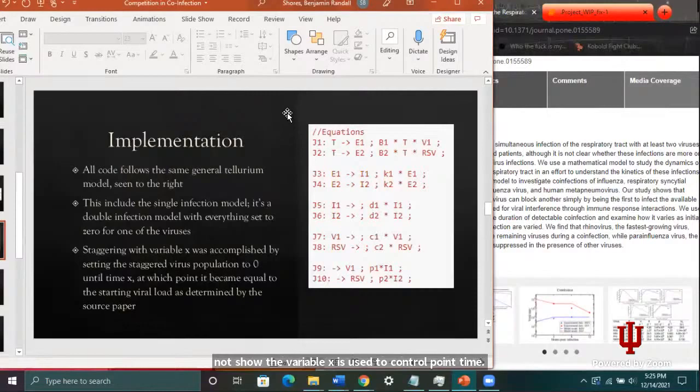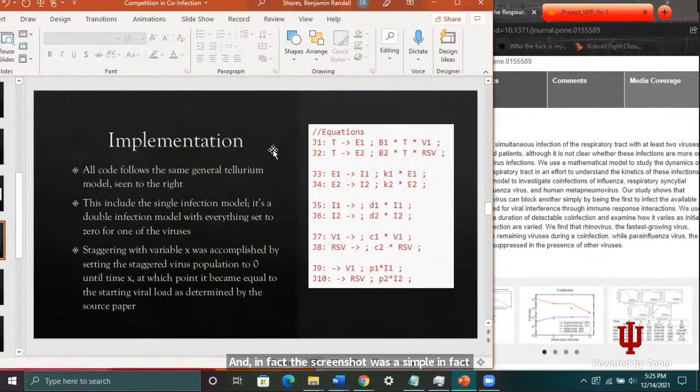So this is the generic model that was used to implement this. The screenshot that I took of it was specifically one for RSV. The single infection model also uses this generic model. And in fact, the screenshot was a single infection model.